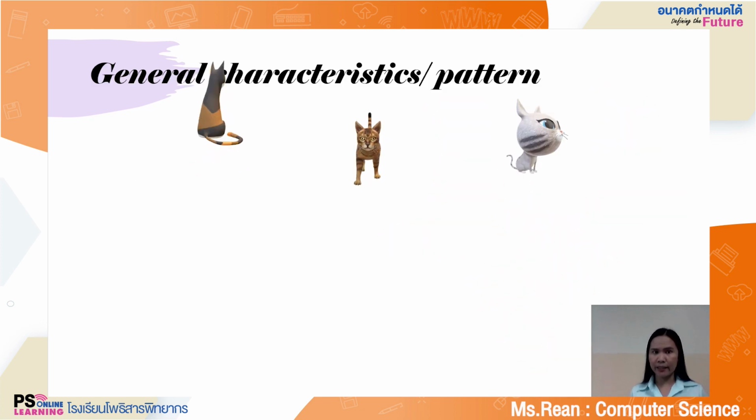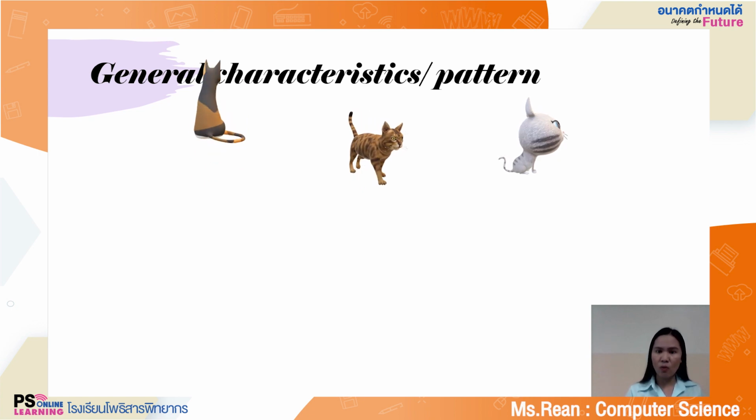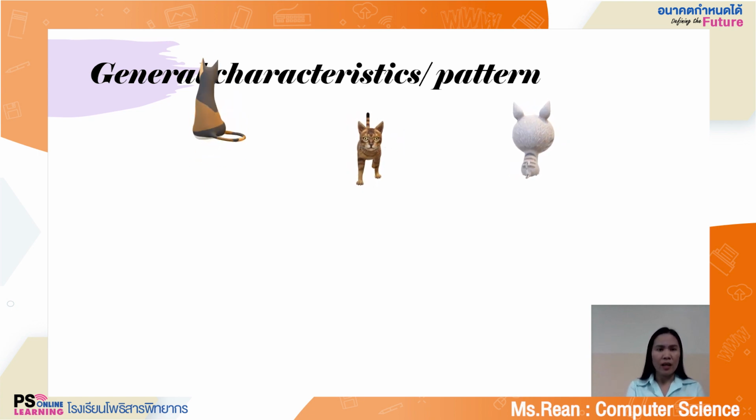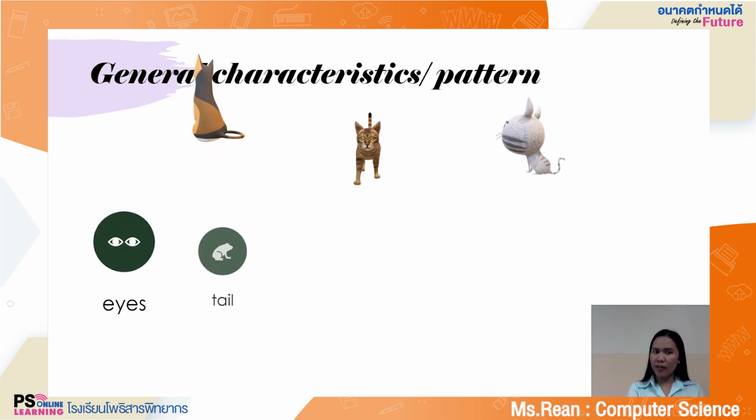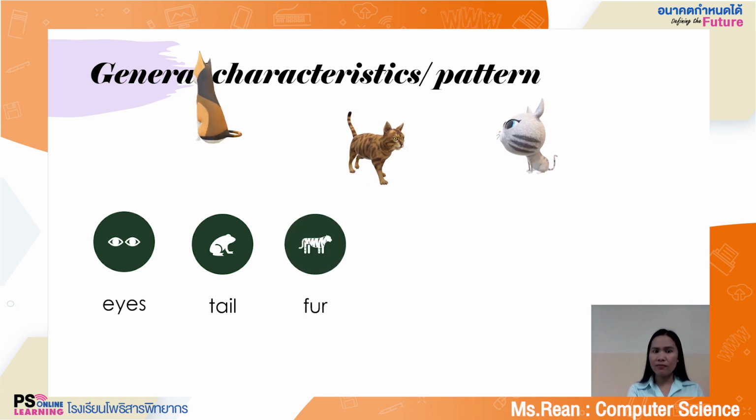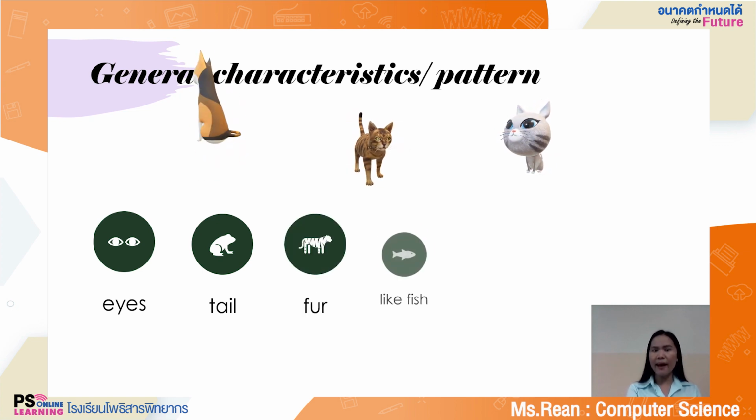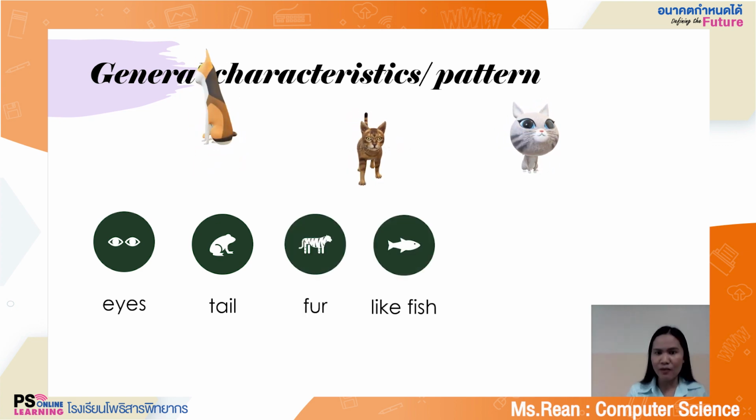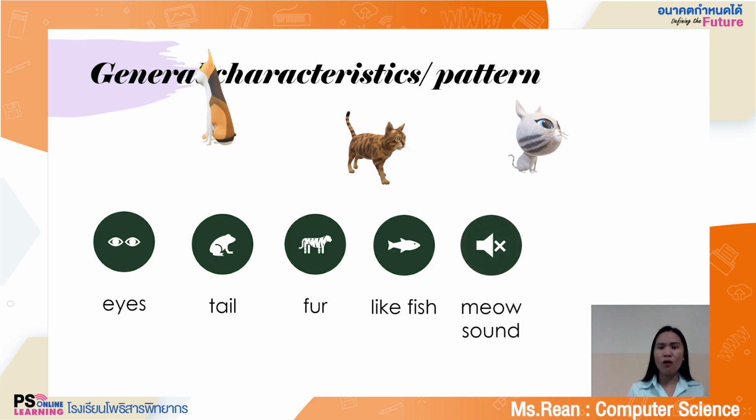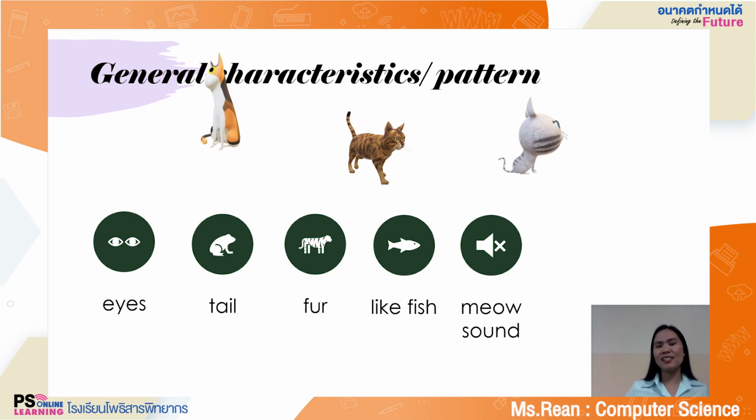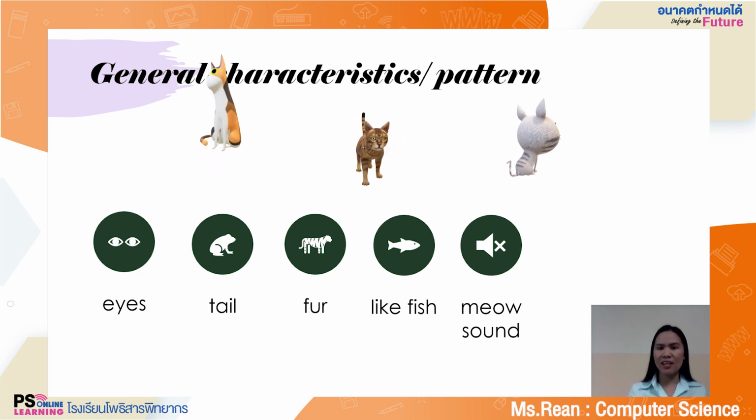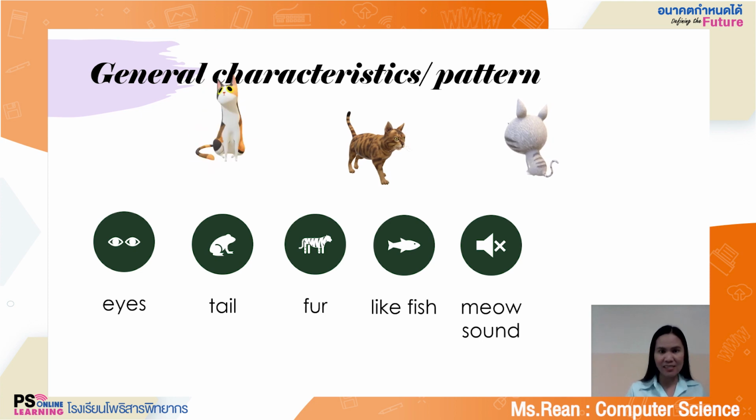Here, what is the general characteristic, or what do they have in common? Okay, they all have eyes. Yes, they all have tails. They all have fur. They all like fish, rather, and they all make a meow sound. So these are the general characteristics, or the pattern, that these cats have.